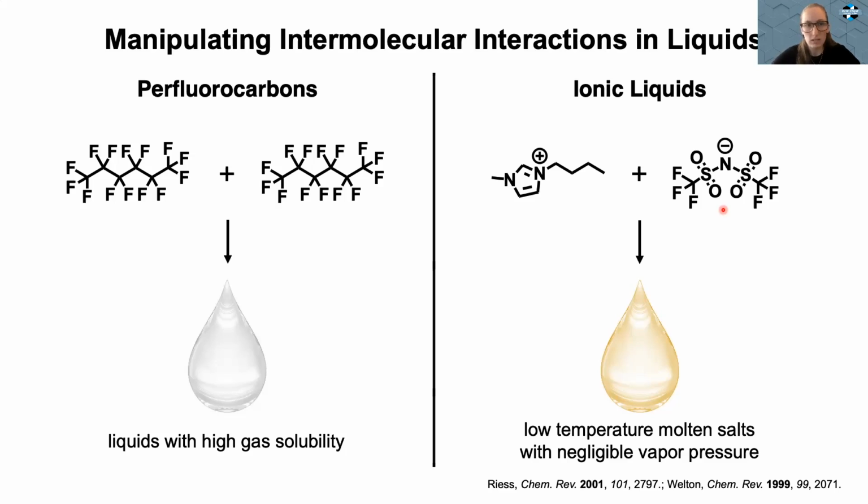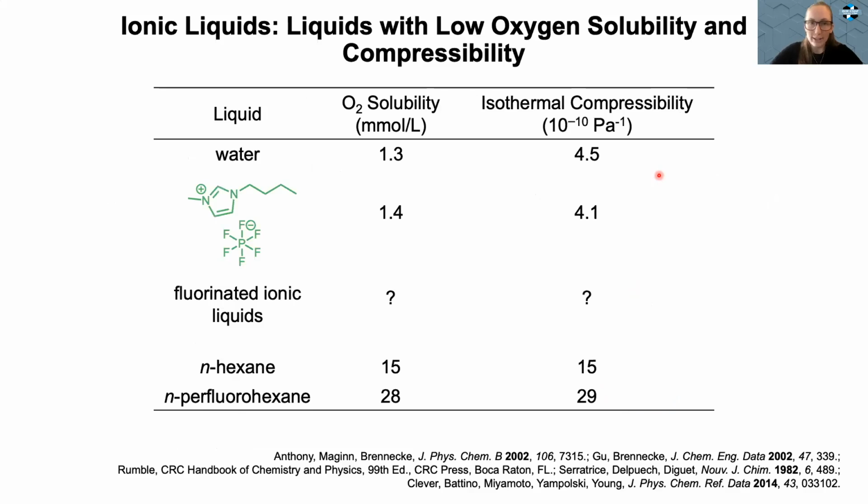So what we thought was if we could combine some of the high degree of fluorination of a perfluorocarbon with the low vapor pressure and charge of an ionic liquid, we might be able to develop a new type of liquid that might have higher oxygen solubility and would also allow us to understand what aspects are actually important for determining solubility. So very broadly, our question is basically, what do typical ionic liquids look like? And what do fluorinated ionic liquids look like?